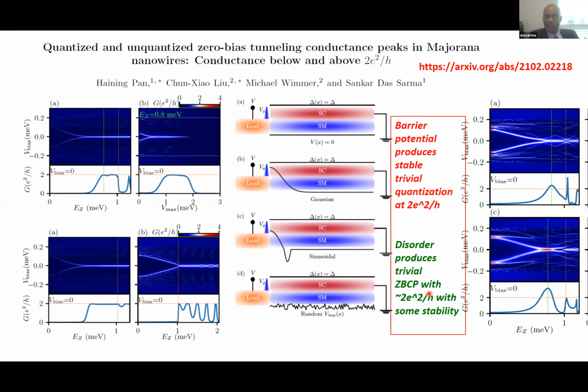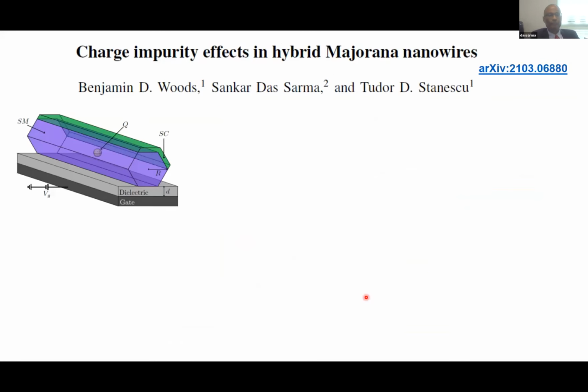Disorder produces trivial ZBCP with 2e²/h with some stability, and well-like potential does not produce 2e²/h. It produces very sharp peaks.